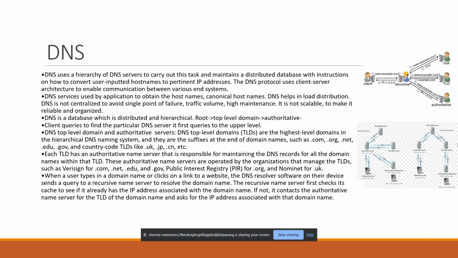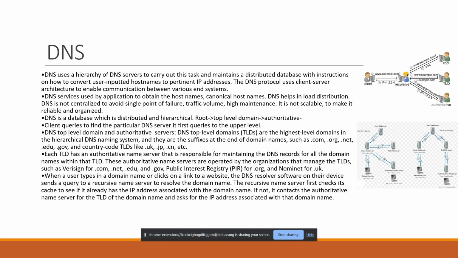The client queries to find the particular DNS server. It first queries the upper level: DNS top level domain and authoritative servers. DNS top level domains are the highest level domains in the hierarchical DNS naming system, and they are the suffixes at the end of domain names, such as .com, .org, .net, .edu, etc. Each TLD has an authoritative name server that is responsible for maintaining the DNS records for all the domain names within that TLD. These authoritative name servers are operated by the organizations that manage the TLDs.